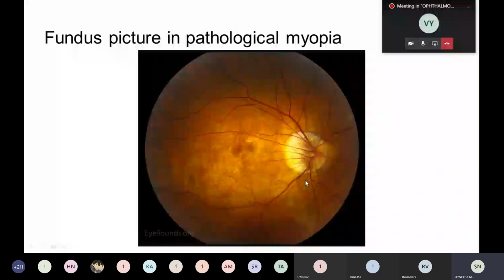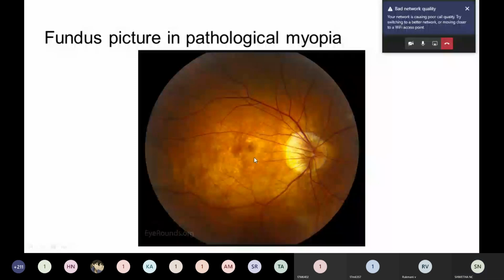You can see the Foster-Fuchs spot, which is a circular red patch seen mainly because of the subretinal new vessels. You can see these whitish ruptures in Bruch's membrane, what we call lacquer cracks. The optic disc is enlarged, and myopic cupping is not made out because of so much pallor. There is a pale temporal crescent, which is extending circularly, and you can see the whitish lacquer cracks here, and also the Foster-Fuchs spot.